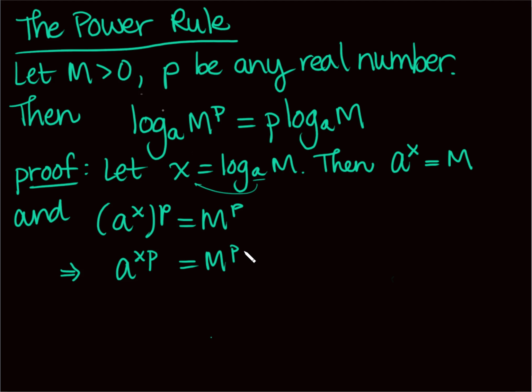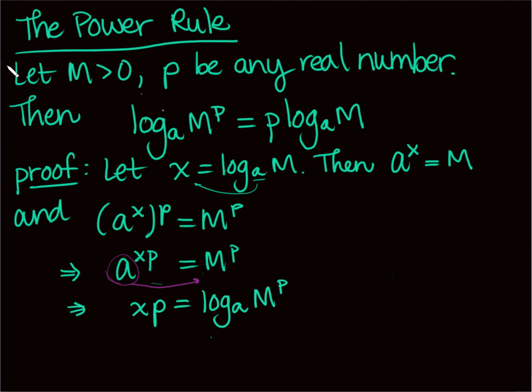So now let's go back to a logarithmic equation. I'm going to rewrite this as a logarithmic equation. I take this a and put it across the equals sign. So this implies that xp equals log base a of m to the p. That a comes across the equals sign and becomes the base for my logarithm of whatever's on the right side.